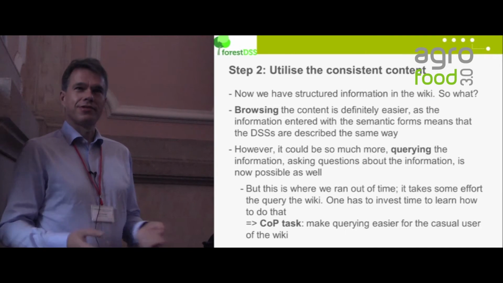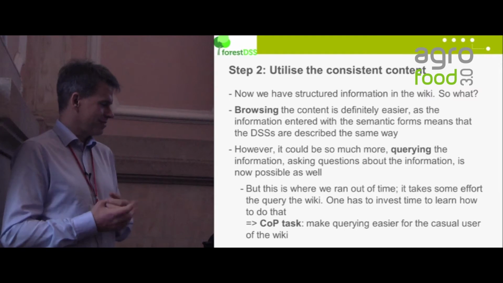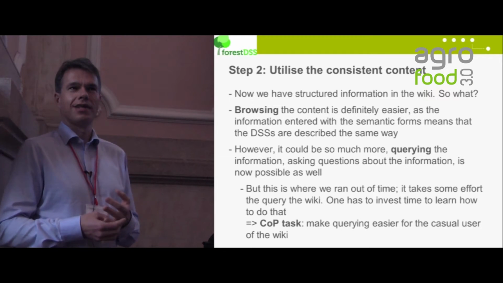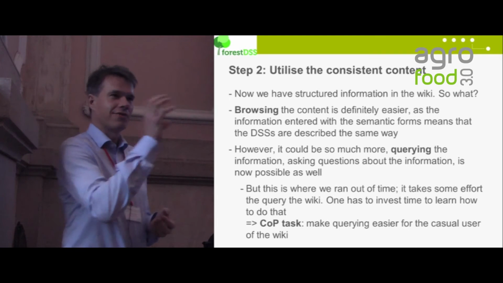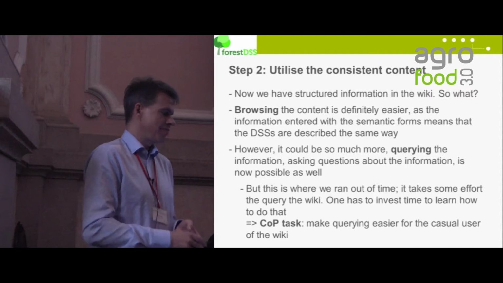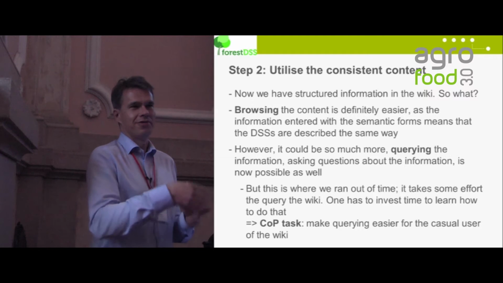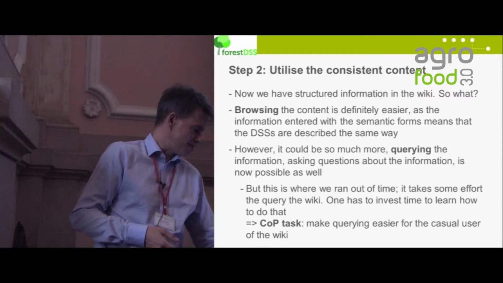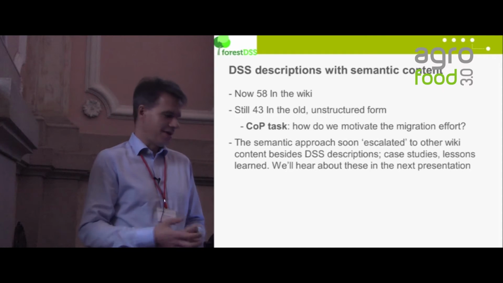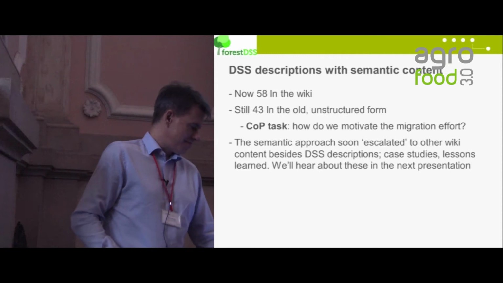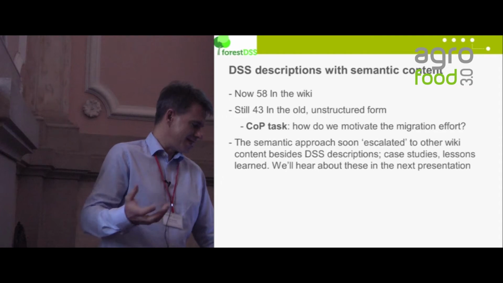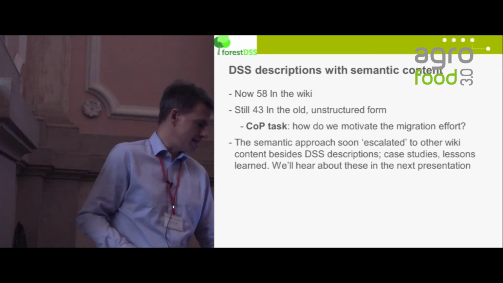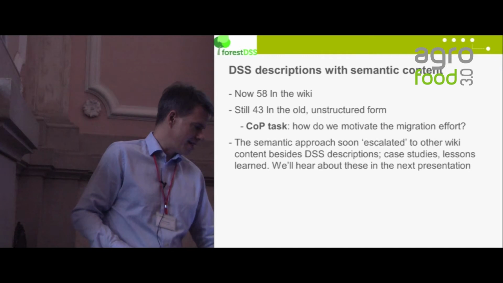Okay, so we have this structured content. So what? Casually browsing through the content is now definitely easier because you have a lot of structural information there. You can pick a property that I'm interested in, for example, like we saw here, the modeling scope that is applicable to the DSS. I want to know about the DSS that apply to ecological indicators, and this information is now pretty easily available in the wiki.